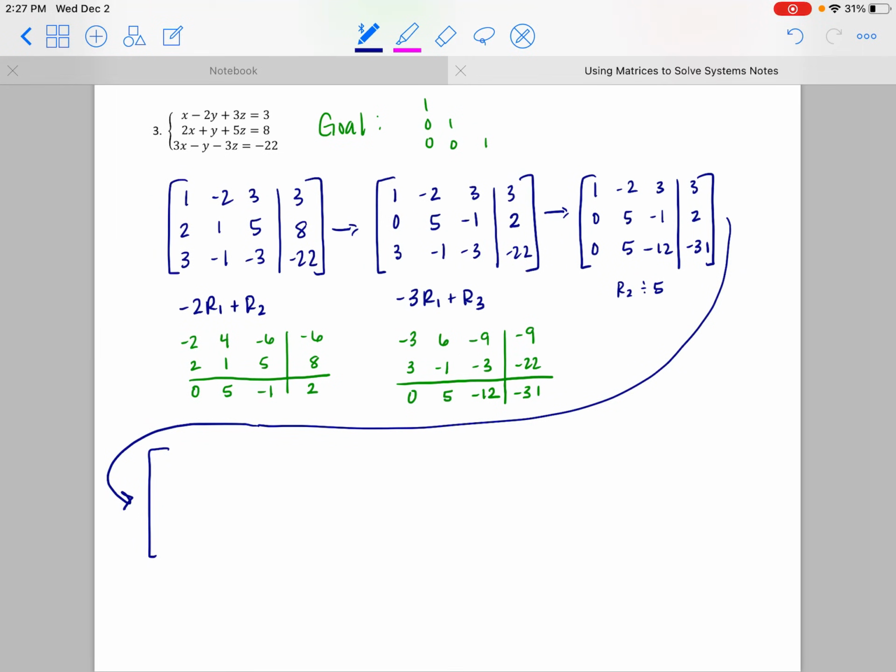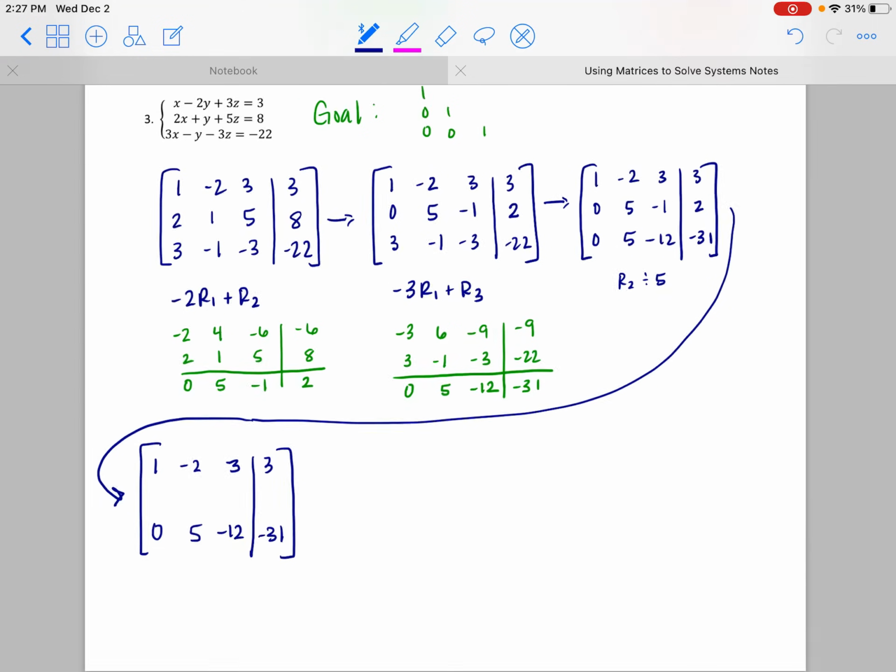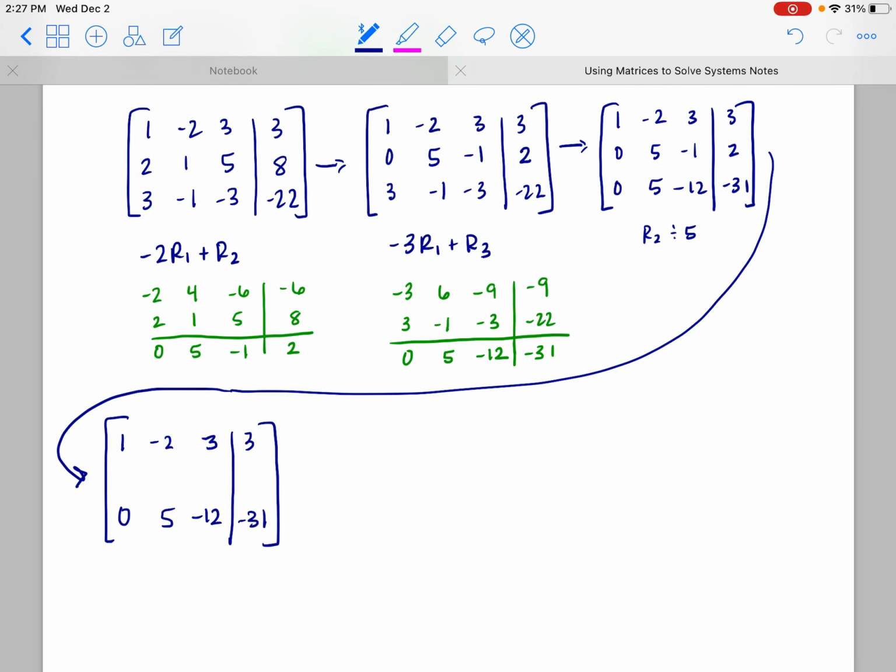Okay, row 1 is still 1, negative 2, 3, and 3. Row 3 is still 0, 5, negative 12, and negative 31. I'm just dividing row 2 by 5 to get the 1 that I need here. So 0 divided by 5 is still 0. 5 divided by 5 is 1. That's what I needed there.